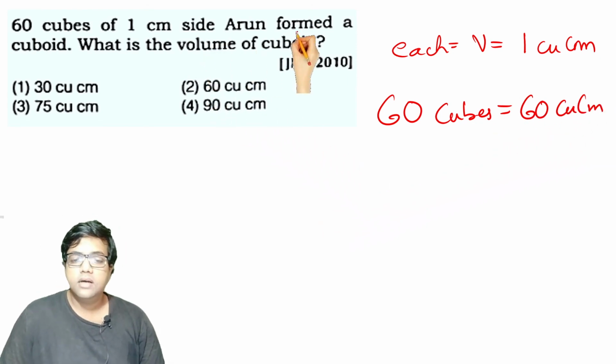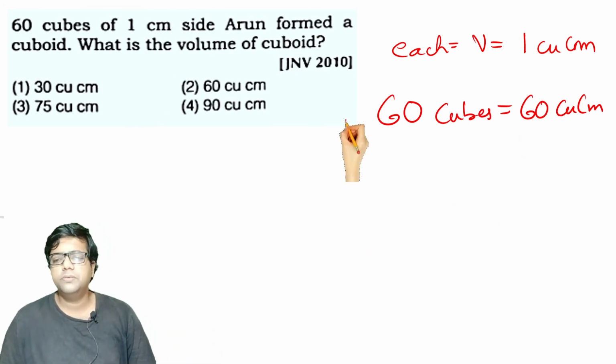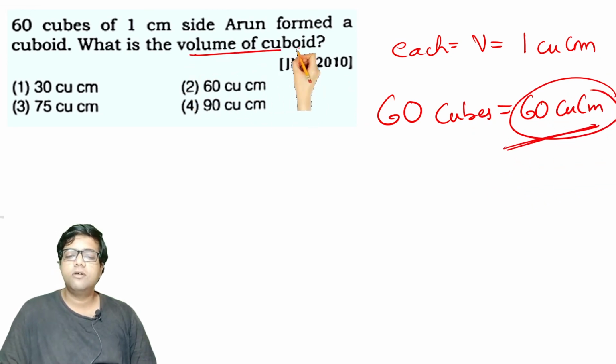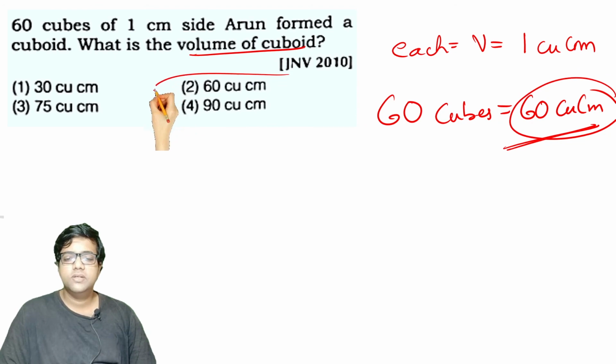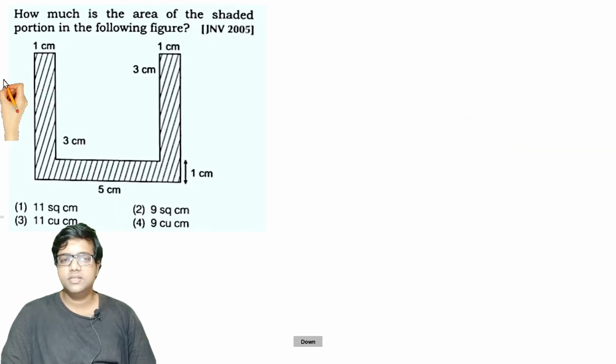Now, Arjun formed a cuboid out of these cubes. The volume is never going to change. So 60 cubic centimeter is going to be the volume of the resulting cuboid. Okay. So option 2 is the right answer for this question.